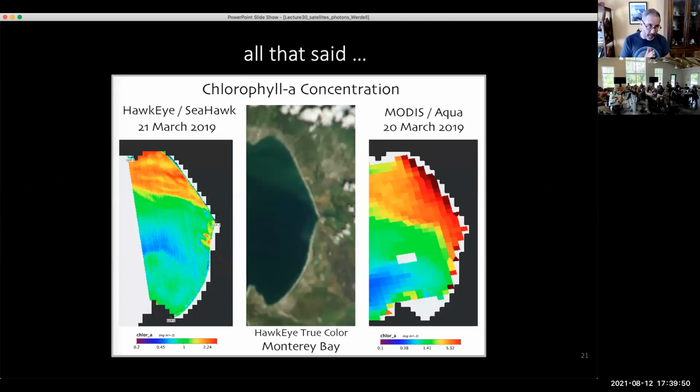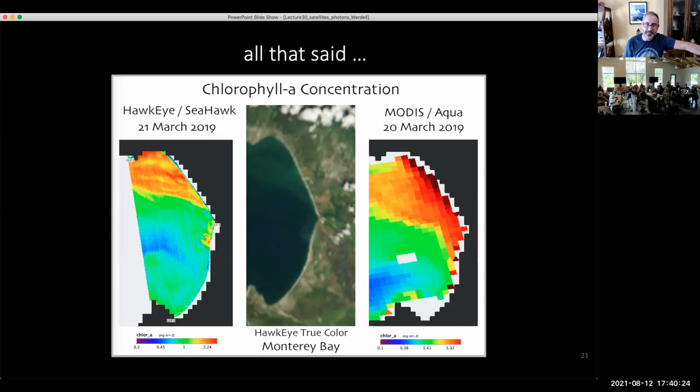All right. So before we move on to our last little chapter here, I just want to say that there is something really, really satisfying about looking at these fine spatial footprint instruments. This is the Hawkeye instrument on the Seahawk CubeSat. This is the difference between a retrieval, I believe, of chlorophyll in Monterey Bay from a 100-meter instrument versus a 1 kilometer, 1,000-meter instrument. And yeah, you can see the image striping in here, but I don't know, it is still a beautiful image in its own right.